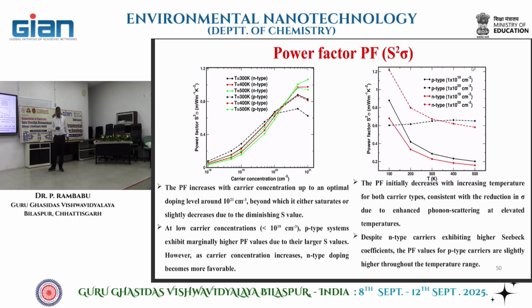Then coming to power factor. Power factor is also an important parameter, which tells you how much can be converted from heat to electricity. So, we have found the power factor as a function of carrier concentration for different temperatures and as a function of temperature for different dopings. You can see that the carrier concentration, from 10 power 18 that I have taken, is increasing up to some extent here, and after that for one point it is decreasing.